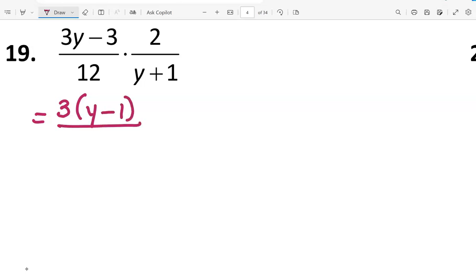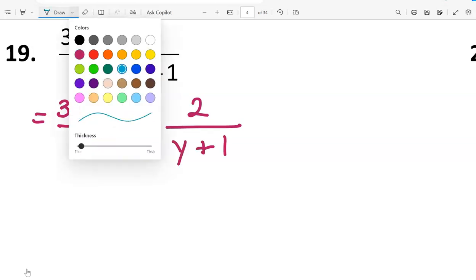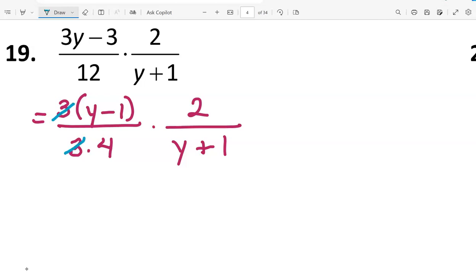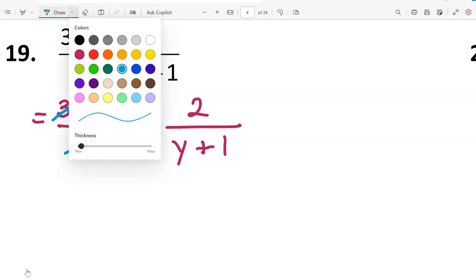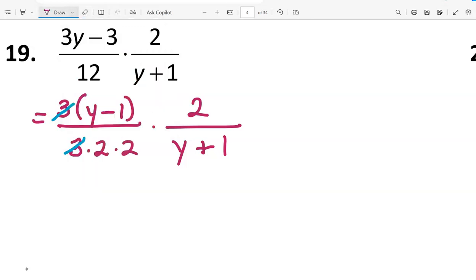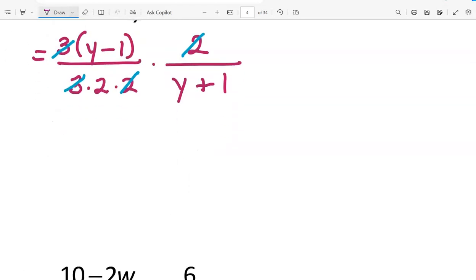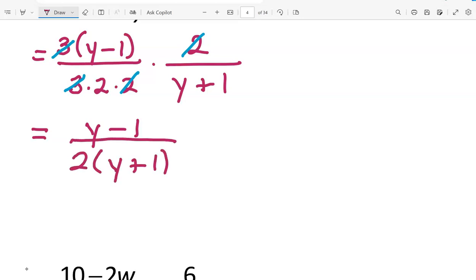Since I factored a 3 from the numerator, I'm going to factor a 3 from the denominator. And then we can cancel common factors, the 3's. And in fact, if we factor that 4 a little further into 2 times 2, now we can cancel one of the factors of 2. That's going to leave us with a final result of y minus 1 divided by 2 times y plus 1.